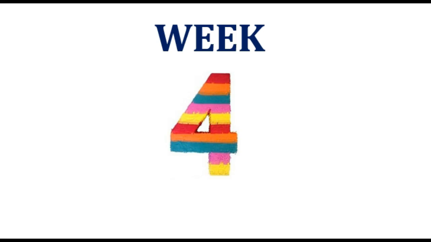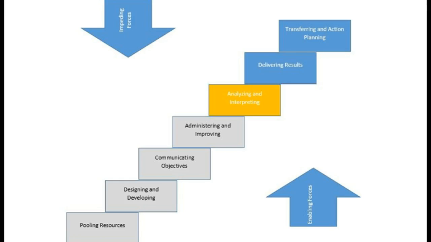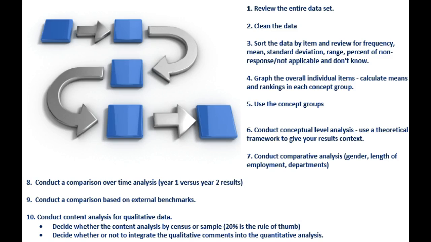This week we are talking about analyzing and interpreting our data. Analyzing and interpreting our data are step 5 in Church and Wachlowski's 7-step process. So what do you do with all of this data? The first thing that you want to do is review the entire data set. Look through it, look at it question by question, look at it in its entirety.